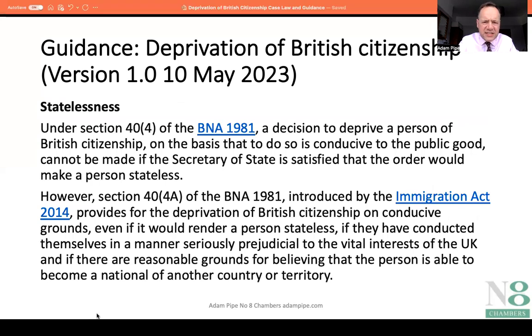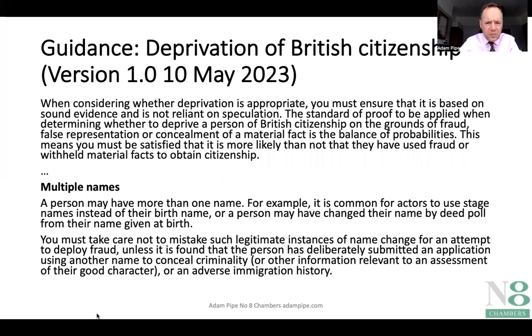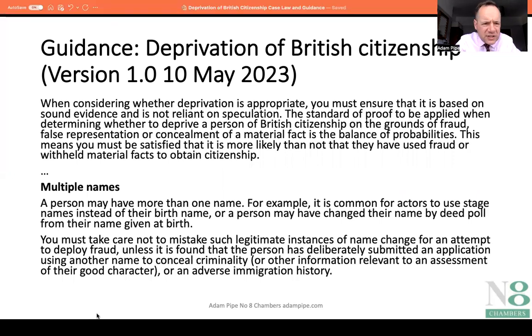Use the provision of statelessness in conducive cases, but note Section 40A provides for deprivation of British citizenship on conducive grounds, even if it would render a person stateless, if they've conducted themselves in a manner seriously prejudicial to the vital interests of the UK, and if there are reasonable grounds for believing that the person is able to become a national of another country or territory. So that's what was being argued in Shamima Begum, while she can access Bengali citizenship. So we're looking now at fraud stuff effectively.